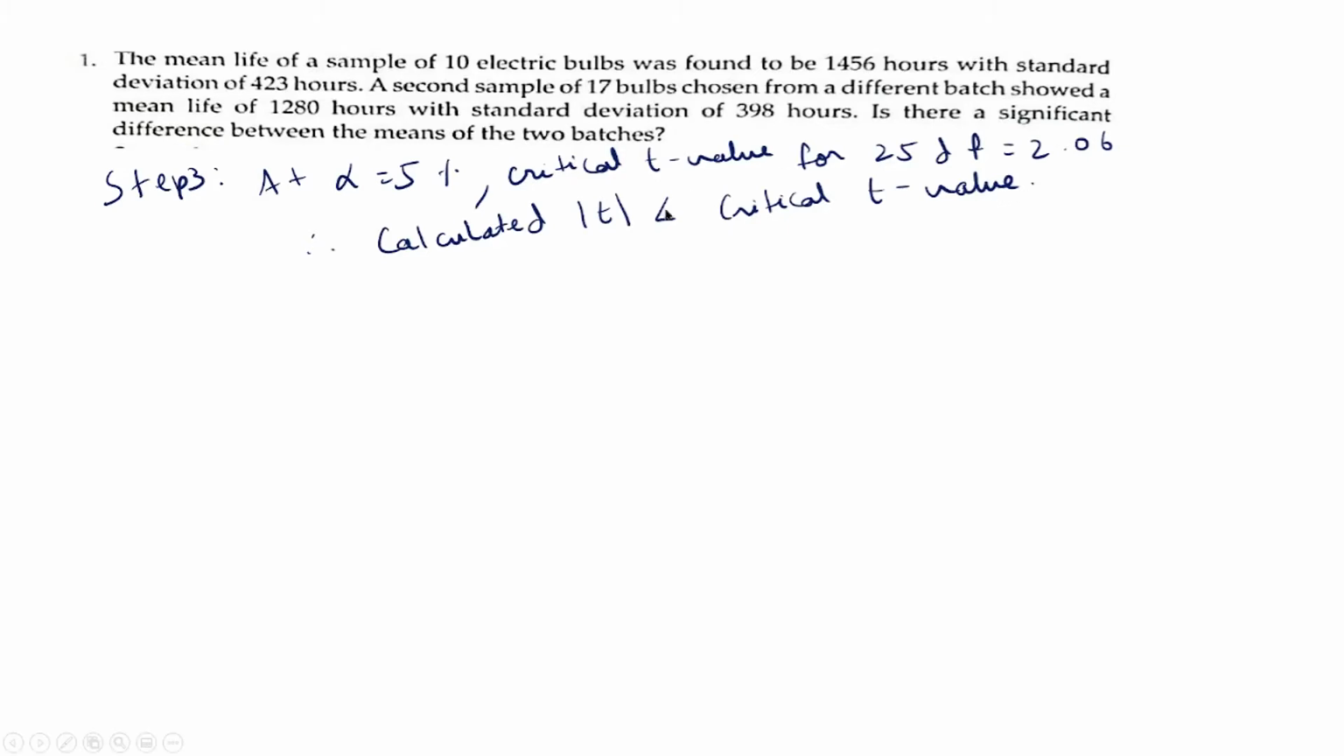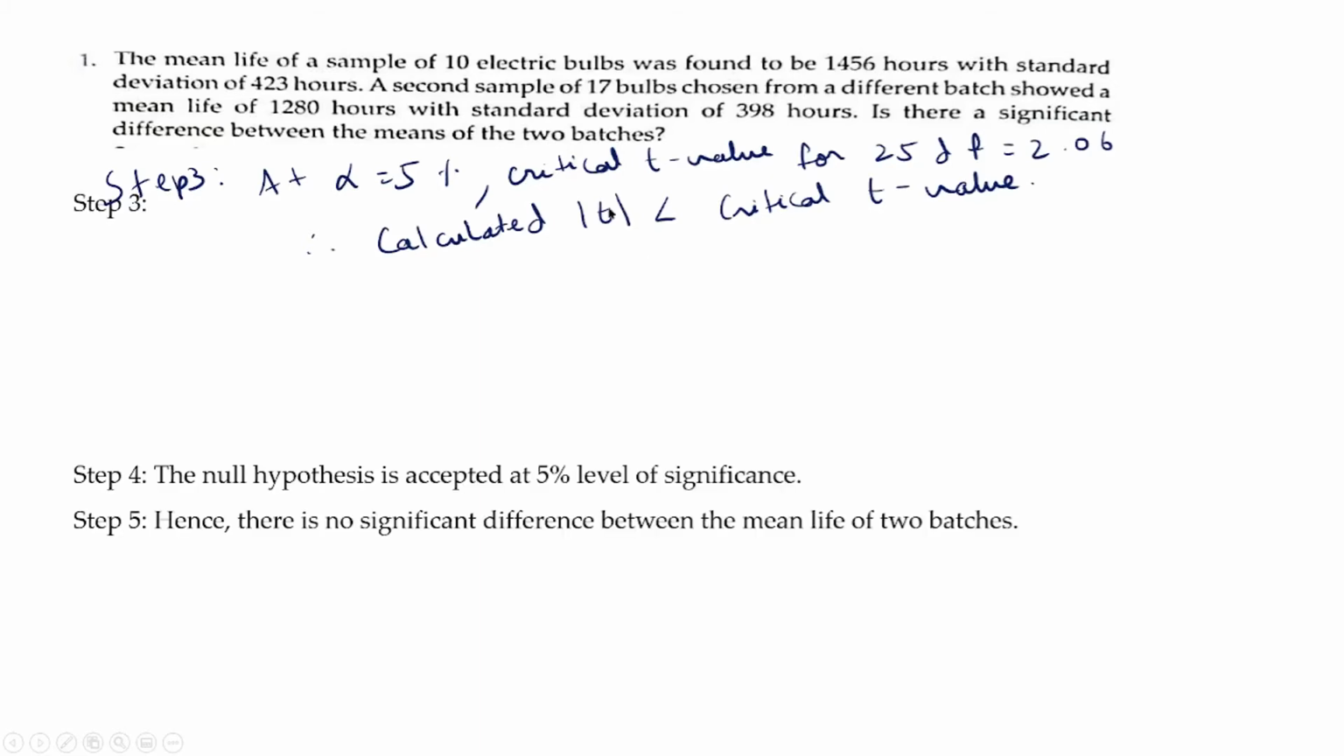So, as a result, we can accept H naught. It means, the fourth step, the null hypothesis is accepted at 5% level of significance. Hence, there is no significant difference between the mean life of the two batches of electric bulbs. That is, mu1 is equal to mu2. So, we have the result.